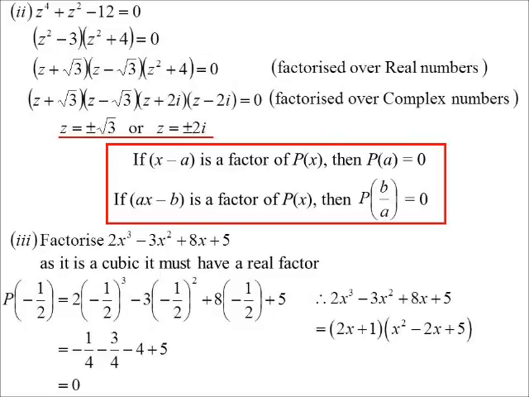I can do a polynomial division, or I can work it out by inspection to find the second factor. It turns out to be x squared minus 2x plus 5. Multiplies together to give 5, adds together to give minus 2. No, that doesn't work, does it? So if I'm just factorising over the real numbers, I would stop there.